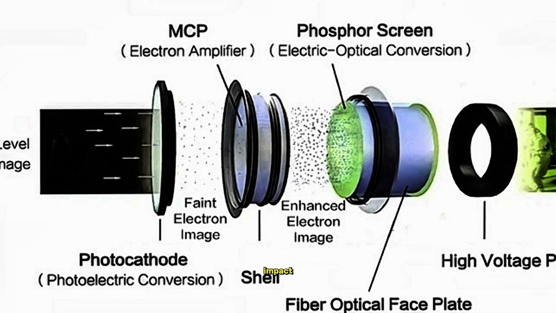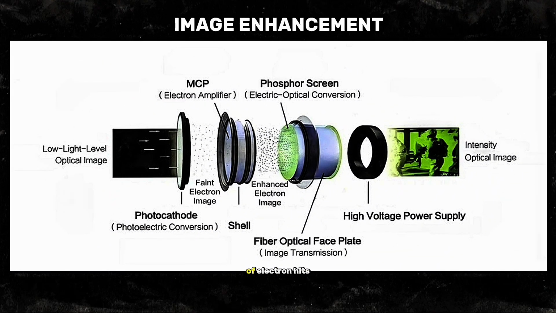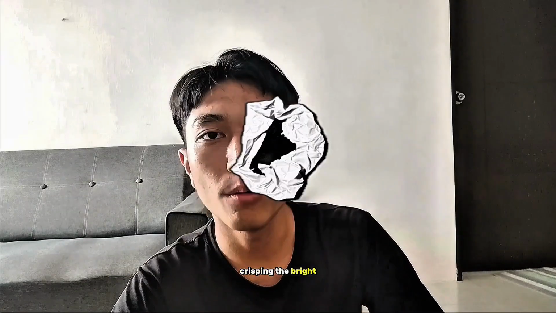This high energy impact forces the wall to release multiple secondary electrons. As these electrons travel down the tube, they repeatedly strike the walls in a cascading domino effect. As a result, a single entering electron is exponentially multiplied into thousands. At the end of the tube, this massive flood of electrons hits a phosphor screen, creating the bright, well-defined green image that the user sees.